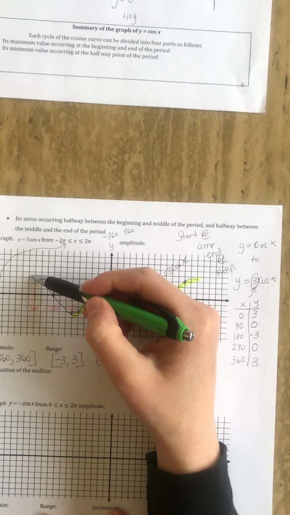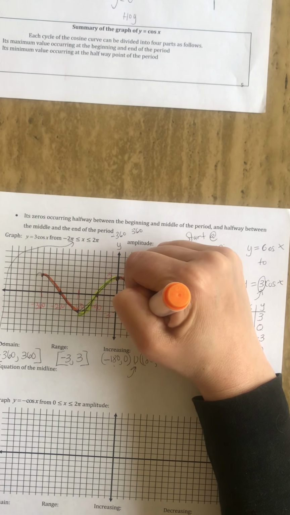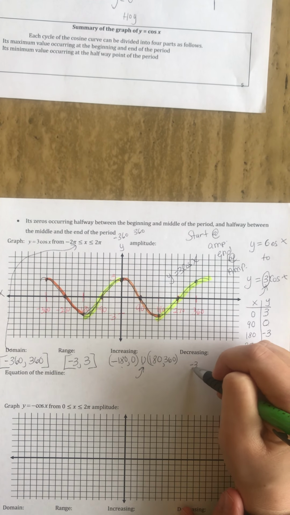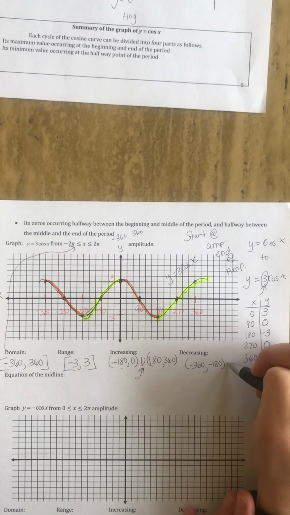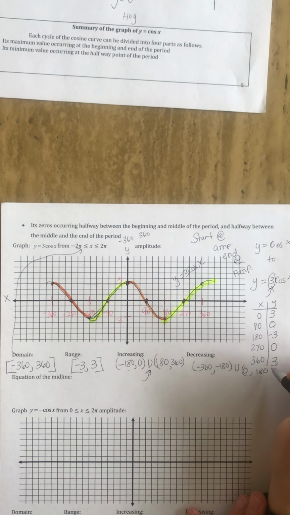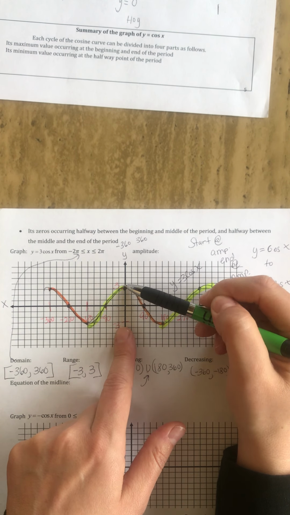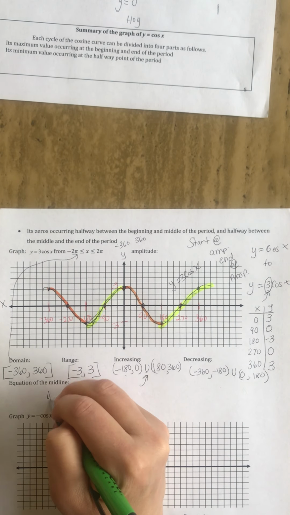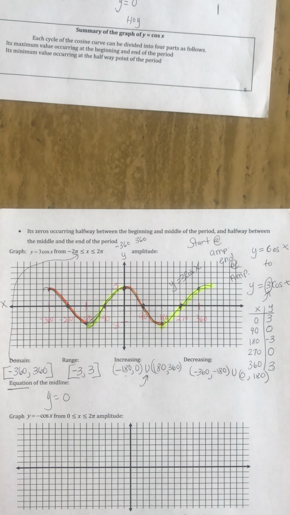And decreasing, you're decreasing from this point here to this, those 2 points. You guys can say that we're decreasing from -360 to -180. And we are also decreasing from 0 to 180. And the midline, we're going to find the midway point of our y's from 3 to -3, and that is, again, we're writing an equation, y is equal to 0.